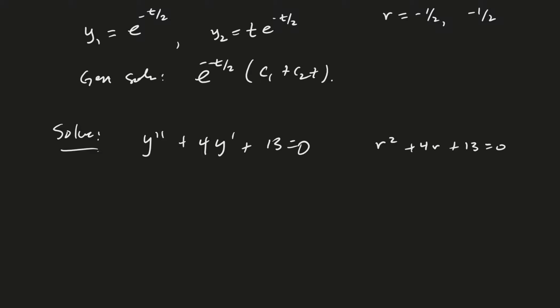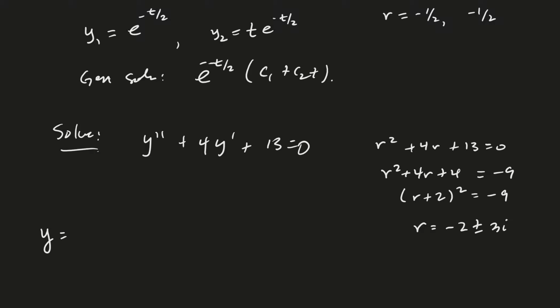Let's see, I'm going to go ahead and complete the square on this one. Good. So it's going to be a squared equals minus 9, and so that gives us our complex number there. r will be minus 2 plus or minus 3i, and so therefore the solution is e to the minus 2t times c1 cosine 3t plus c2 sine 3t.